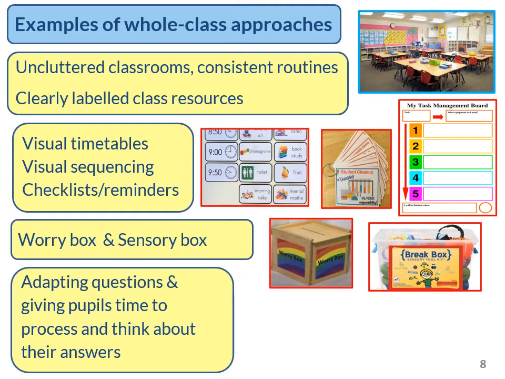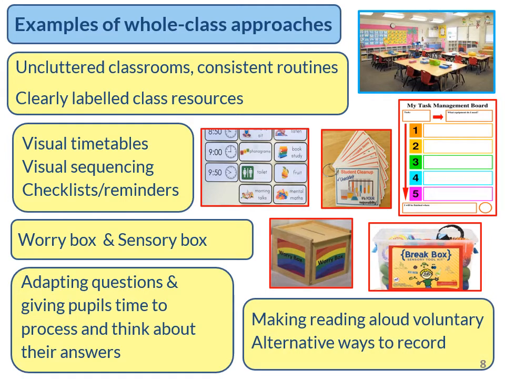And teachers could routinely adapt their questions and give all pupils time to process and think about their answers, perhaps using talking partners. Reading aloud could be made voluntary, and teachers could ensure that pupils always have alternative methods to record. As we said earlier, whole class and whole school adjustments may meet the needs of some children with additional difficulties, but there will be others who will need more help.